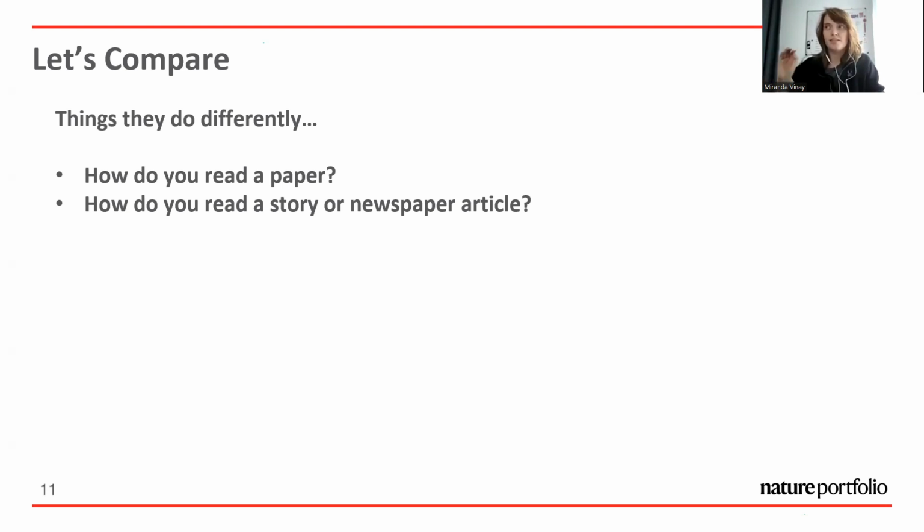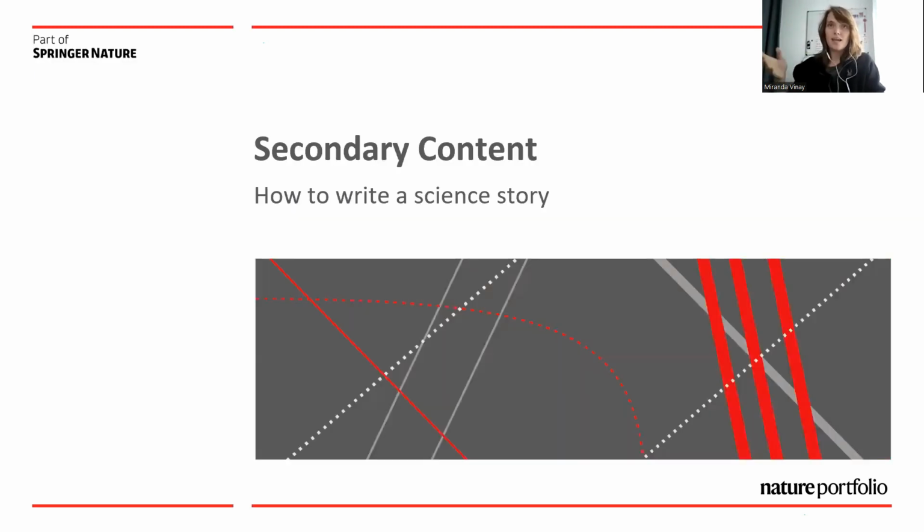And I think it's a little bit easier to talk about secondary content, this writing about research rather than primary research. So let's start there first, because it more closely mirrors our idea of how to write. And then after that, we'll go into how to write good primary science as well. So for secondary content, this is how to write a science story.